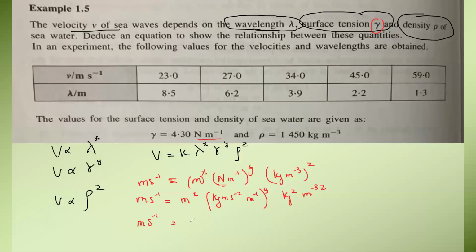So m s to the minus 1 is equal to m raised to power x, kilogram raised to power y, meter raised to power y, second raised to power minus 2y, meter raised to power minus y, and kilogram raised to power z, meter raised to power minus 3z. Further we simplify. Here I'm writing m s to the minus 1 is there. For m, it has x here, and here it has y, and here it is minus y.